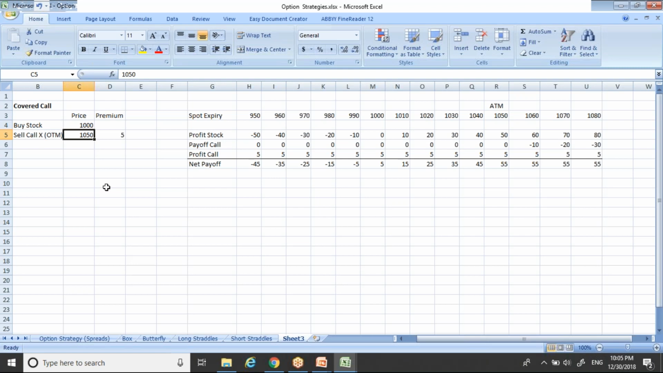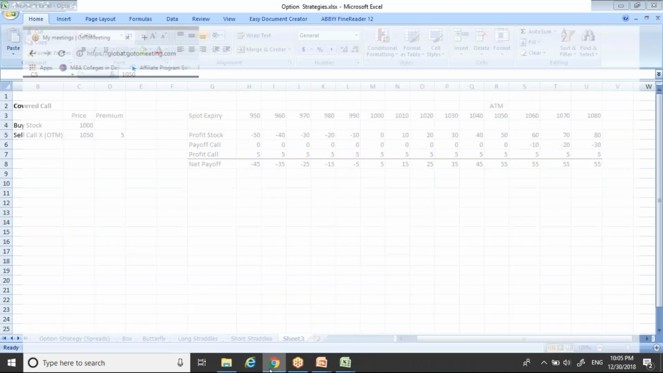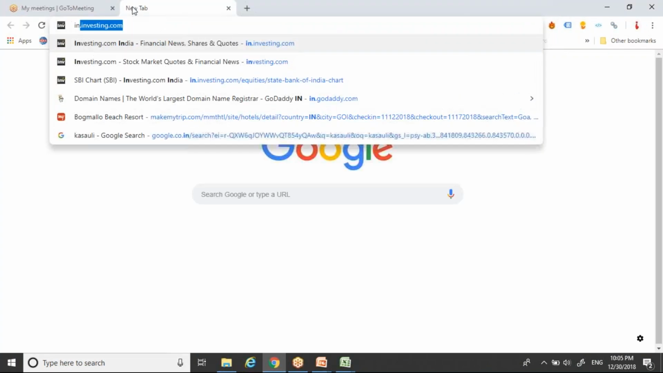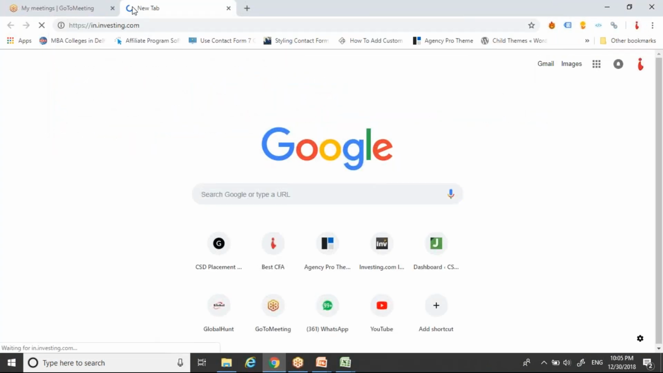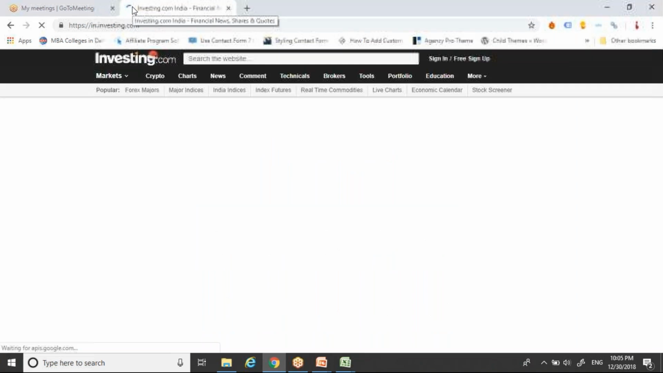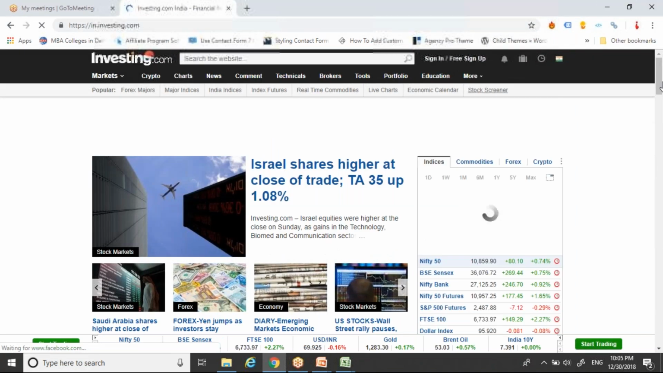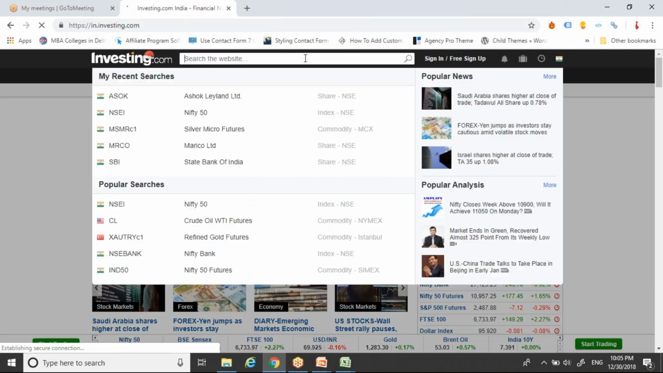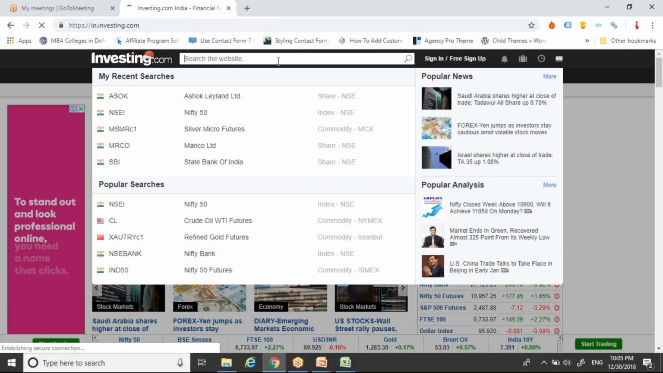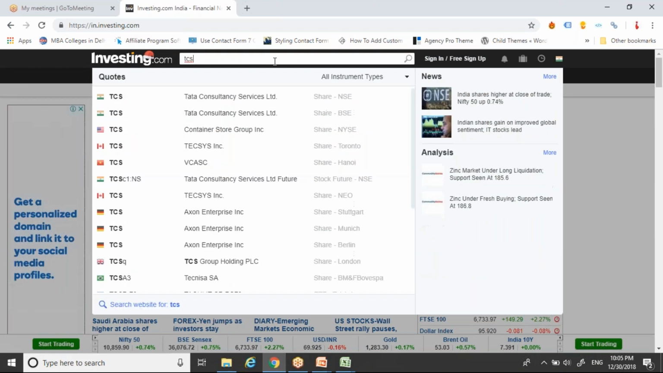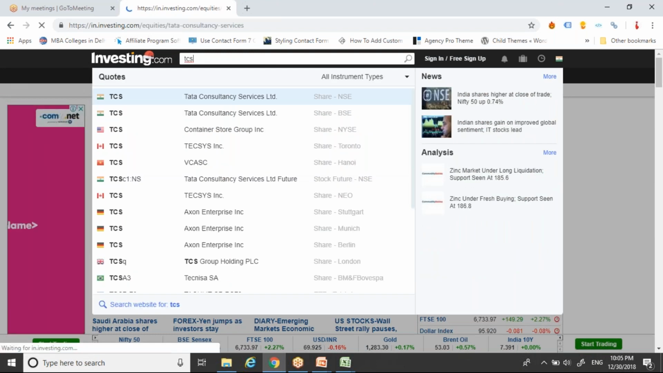What I do is I simply see the technical chart and I believe that in this month the price will not go above this level. Let's take example. I open investing.com. Open any index or anything. You can apply this with futures and along with the Nifty. So let's open not index, let's open TCS. So TCS is my favorite stock. No, nothing's like that. It's a short name.